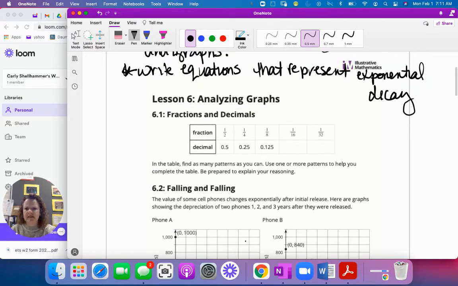So fractions and decimals. In the table, find as many patterns as you can. Use one or more patterns to help you complete the table. Be prepared to explain your reasoning. All right, so our fraction is 1/2. Our decimal is 0.5. Our fraction is 1/4. Our decimal is 0.25. 1/8, 0.125, 1/16, etc. You guys find a pattern for that?